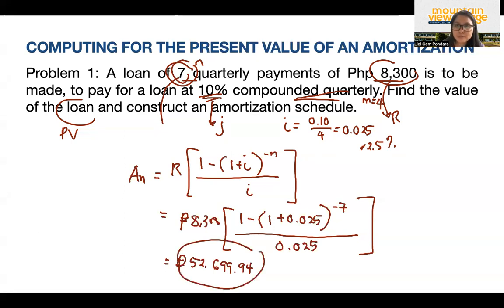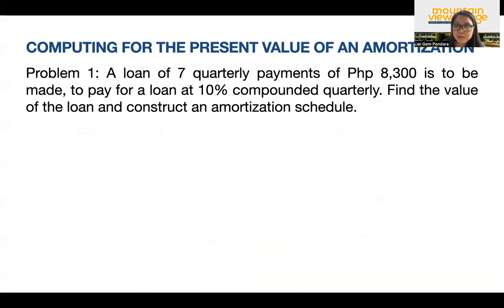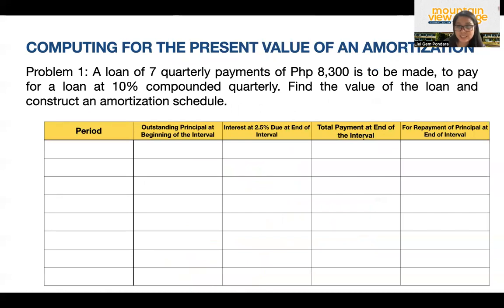Now let me first clear this one because we'll go to the next page. The next page is the amortization schedule. Here, this is how an amortization schedule will look like. Remember, how much is our utang? That's 52,699.94. Now, what are the headings of your amortization schedule?